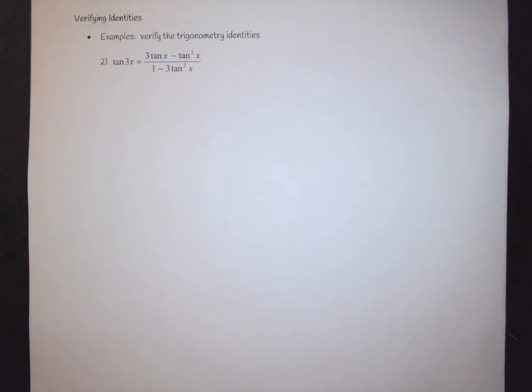So what I always tell students is pick a side to start with. Pick a side that when you look at it, you automatically have some idea of where you may start. Don't pick the side that looks complicated. Pick the side that looks like you can easily manipulate it. So if we look at this first example, I have the tangent of 3x equals this whole mess of stuff.